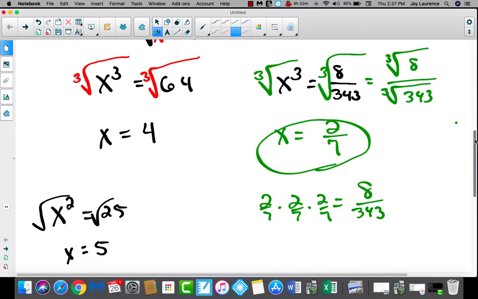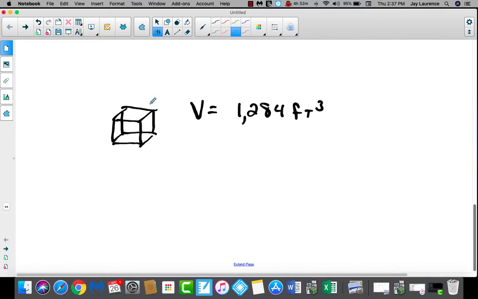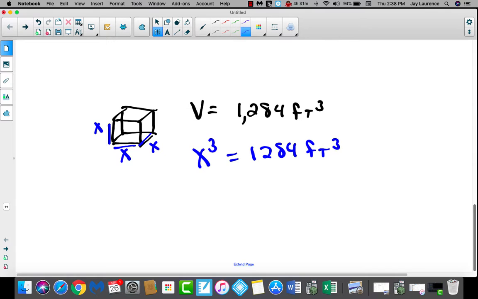Okay, now another type of problem you might run into is they tell you the volume of some cube is 1,284 cubic feet, or feet cubed. Well, I'll ask you, what are the sides of the cube? I'll bet you don't know, so I'll call them x, because you don't know. There's 3 dimensions to a cube, so I need the length, the width, and the height. So if I multiply those 3 together, that would get me volume. So x times x times x is x cubed, right? And that would equal 1,284 feet cubed, or cubic feet.